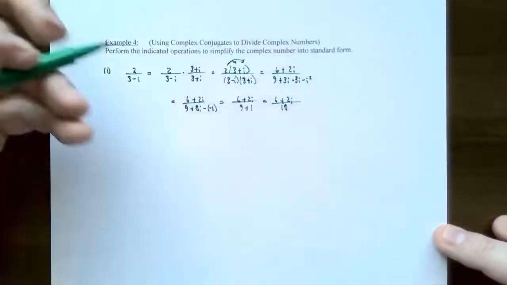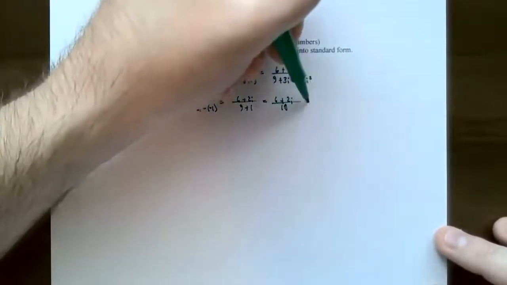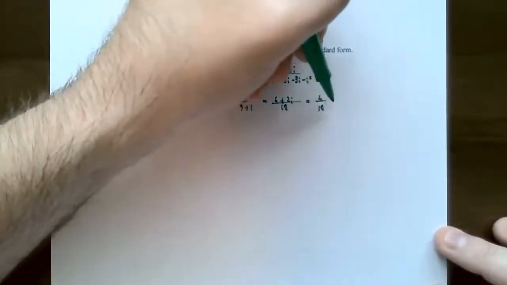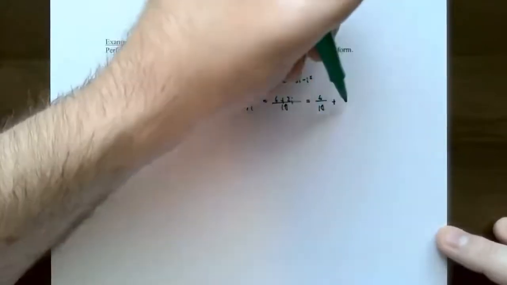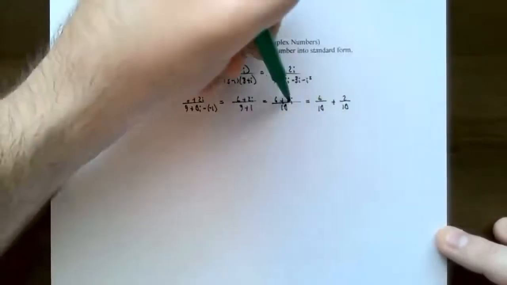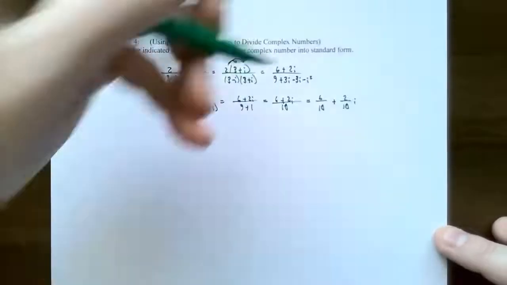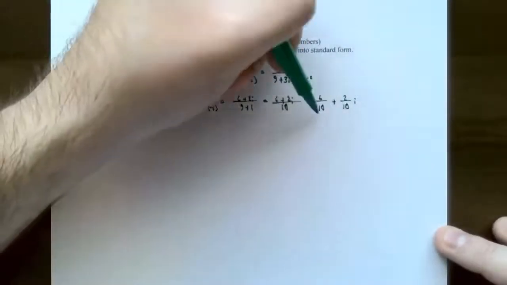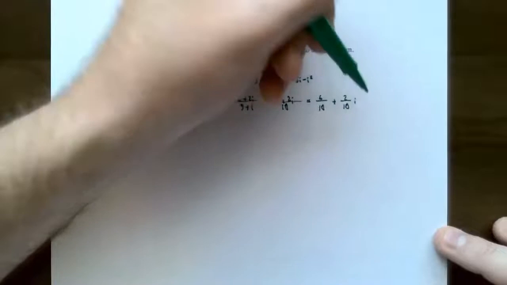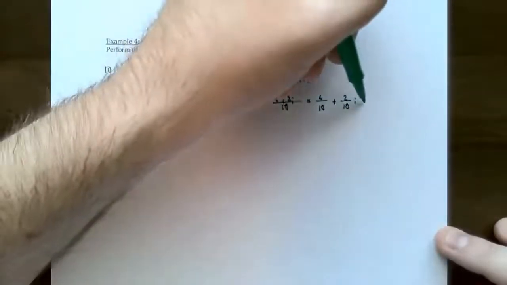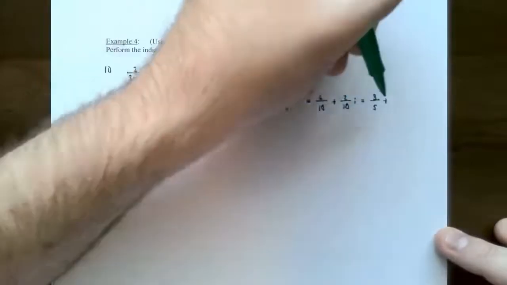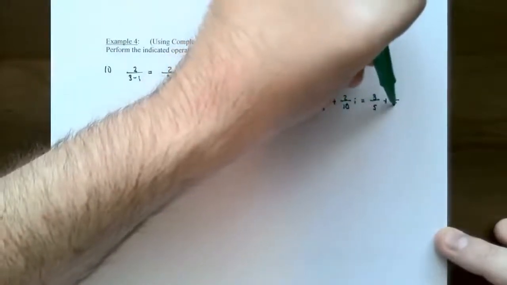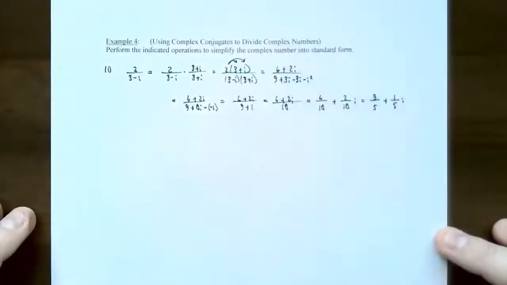So you have 6 divided by 10 is the real part of the complex number, and the imaginary part is 2 divided by 10. And then keep the i. So notice that this looks like standard form. It's a number plus a number times i. And 6 tenths reduces to 3 fifths. And 2 tenths reduces to 1 fifth. So 3 fifths plus 1 fifth i. And that's a complex number in standard form.